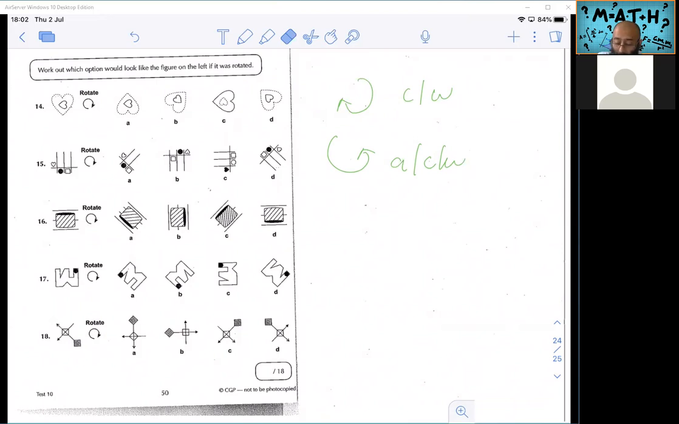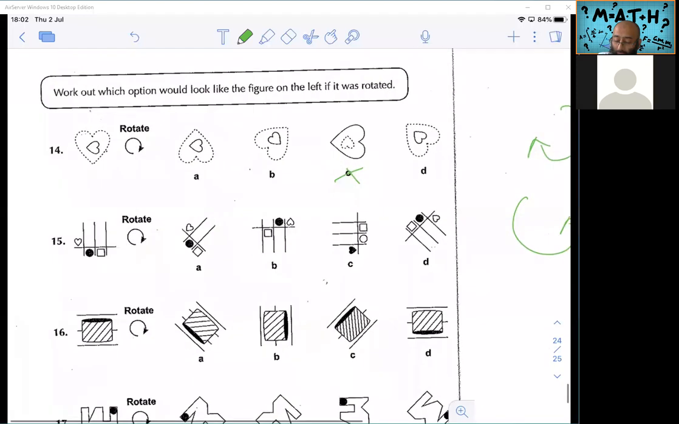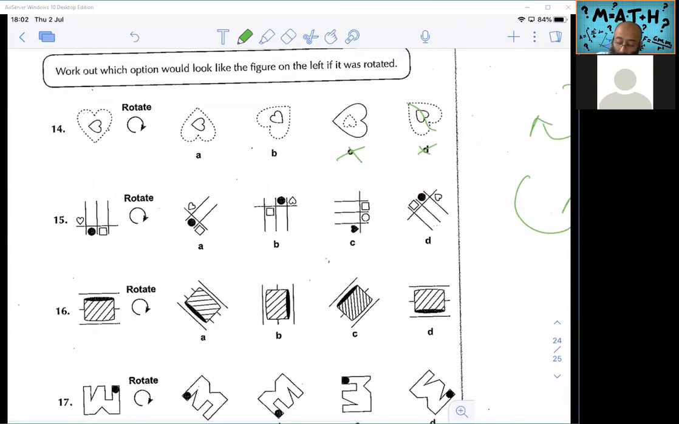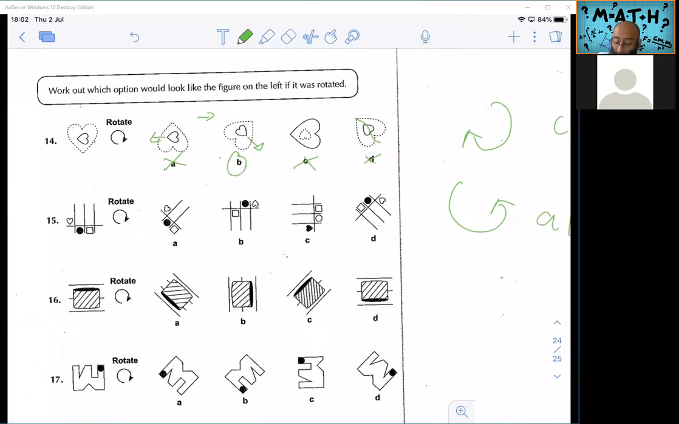It definitely won't be C because it's got a solid shape on the outside. It definitely won't be D because the hearts are not lined up. So those two are out of the picture. If you turn the shape all the way around to the top, then the heart should be pointing that way, and that's the closest one. It won't ever be on this side. So A is wrong as well. So B has to be the answer.